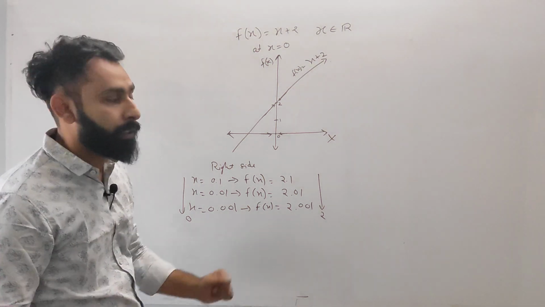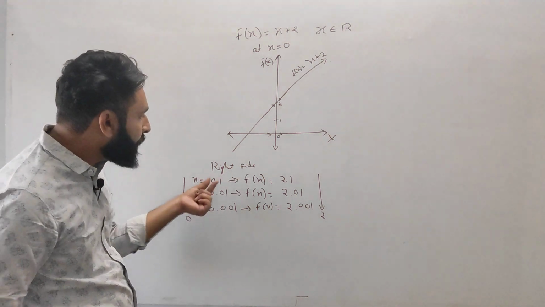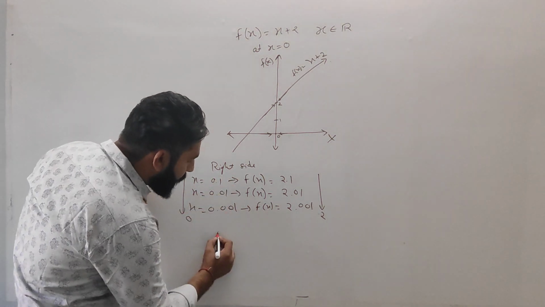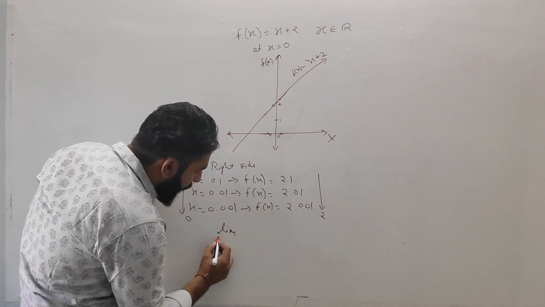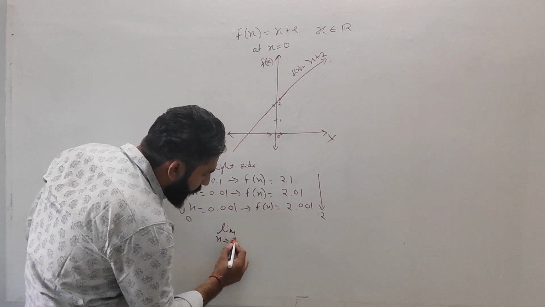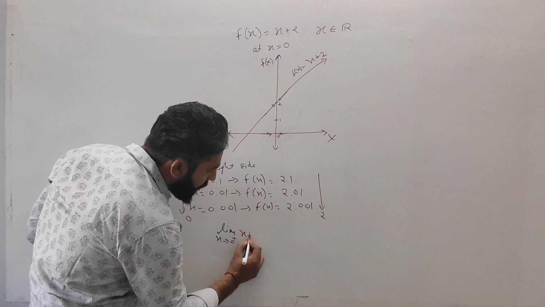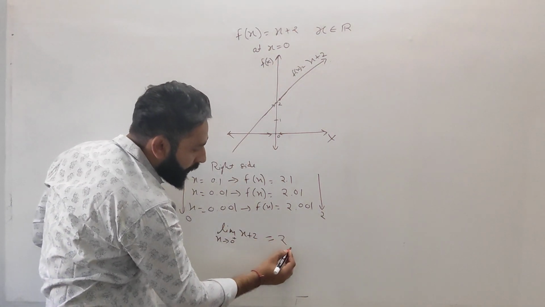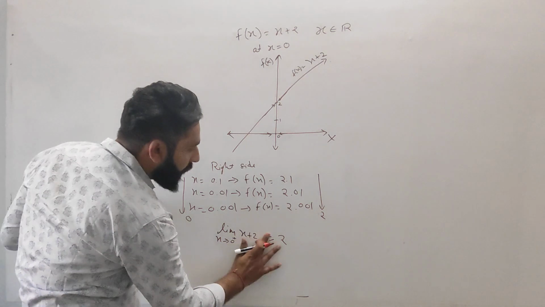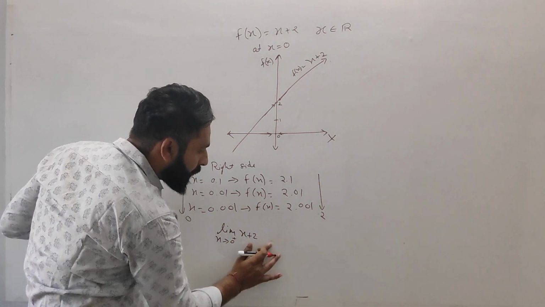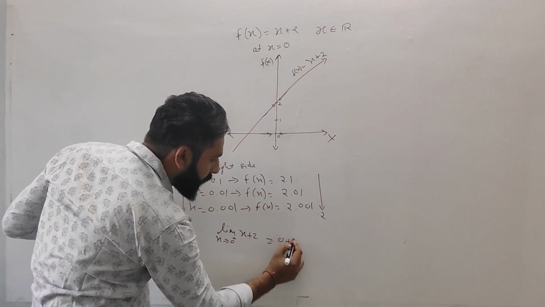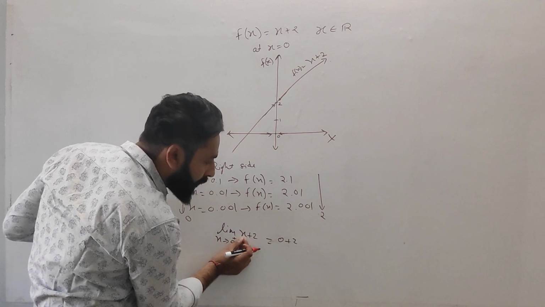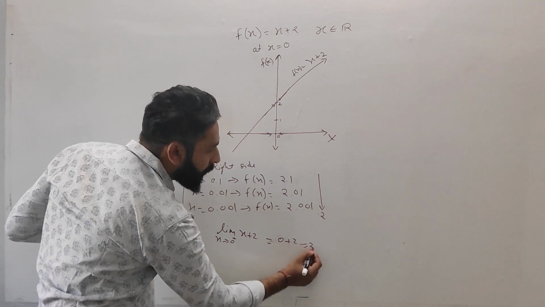This is called a limit, and we calculated it from the right side. So we get the right hand limit. Limit x tends to 0 positive of x plus 2. The function is x plus 2. What we calculate is 2. Simply we substitute the value 0 plus 2, because we are approaching 0, so 0 plus 2 is equal to 2.